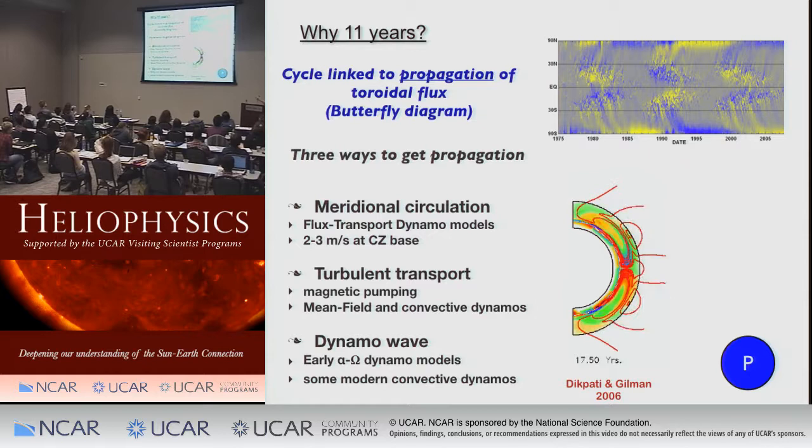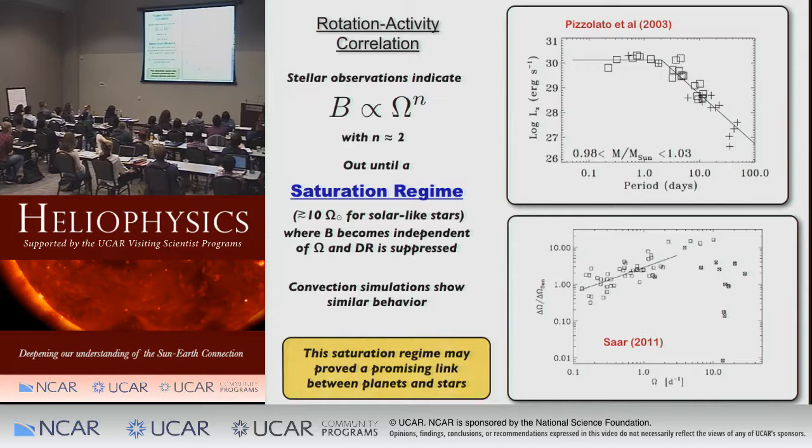Meridional circulation has been the rage in the last 20 years from Babcock-Leighton models. But people are starting to consider turbulent transport more, the idea of magnetic pumping and trying to get a handle on that. I'll just make one quick last point.